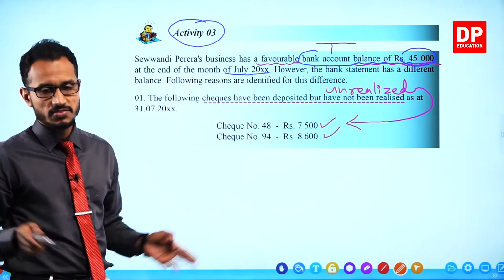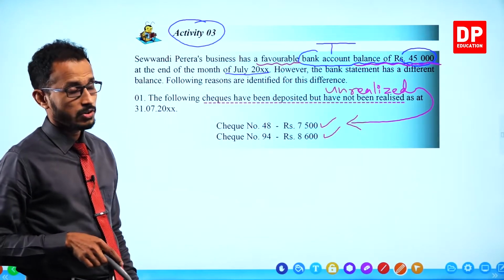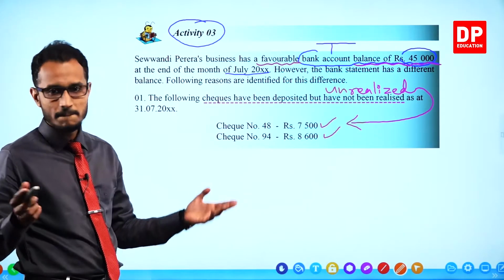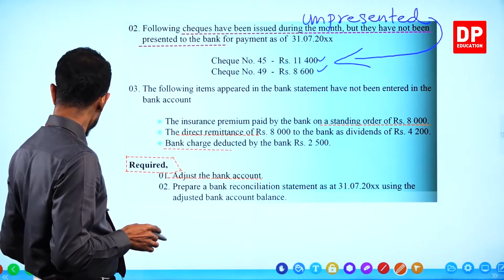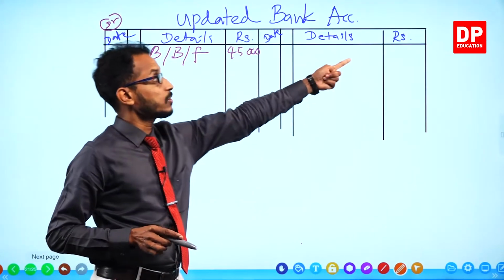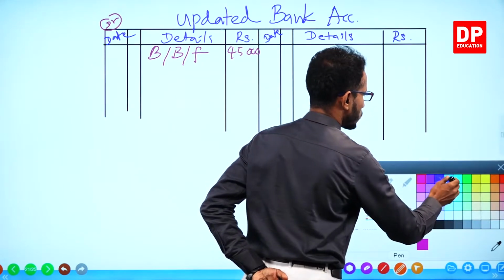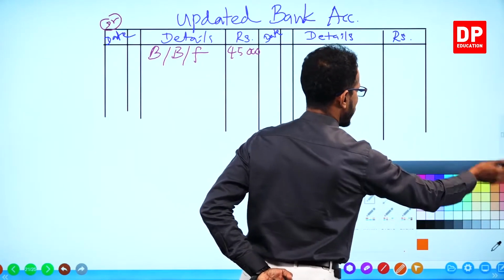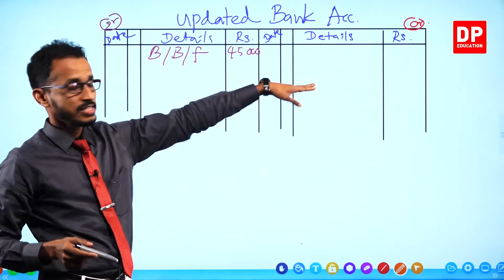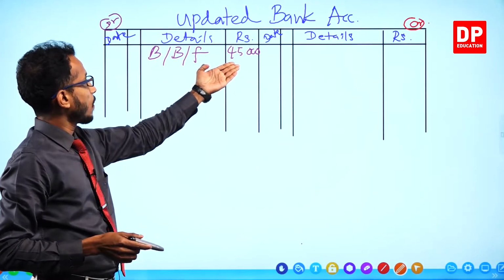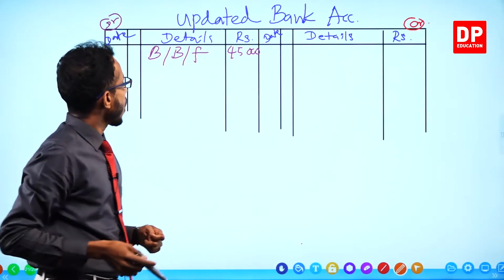Favorable. That means positive. It's not a bank OD. If it is a bank OD, if it is a negative balance, brought forward should be on the credit side. But no need, because it is a favorable balance. So no need to go to the credit side. Balance should be on the debit side. 45,000. All right.